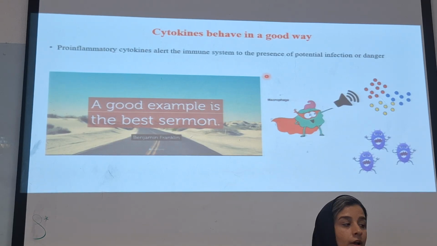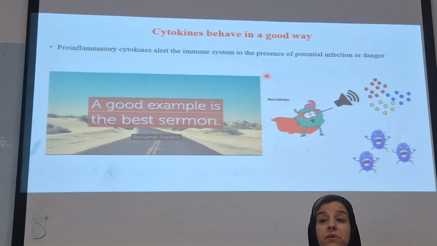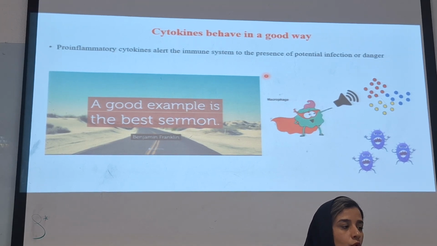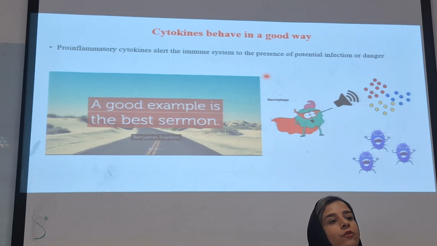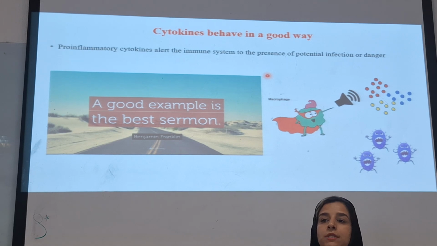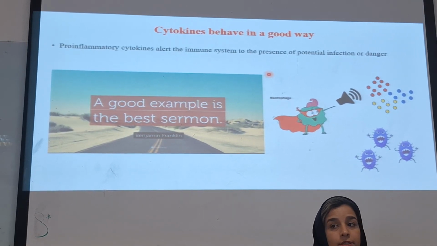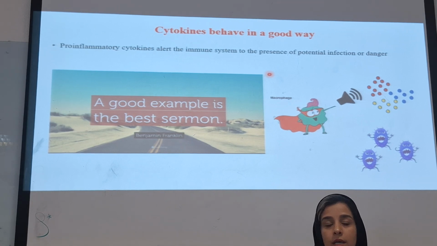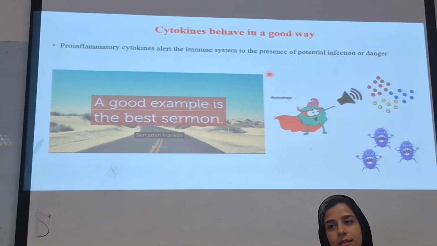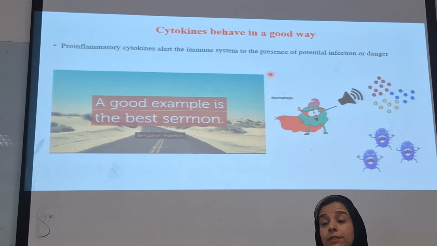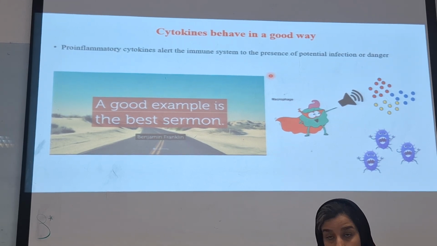And so far, we've learned cytokines behave in a good way. Okay? I told you when some pathogens or foreign substances enter our body, our immune system starts producing inflammatory cytokines to alert the other immune cells about the presence of a foreign substance, so they are recruited and make a response against the pathogen.